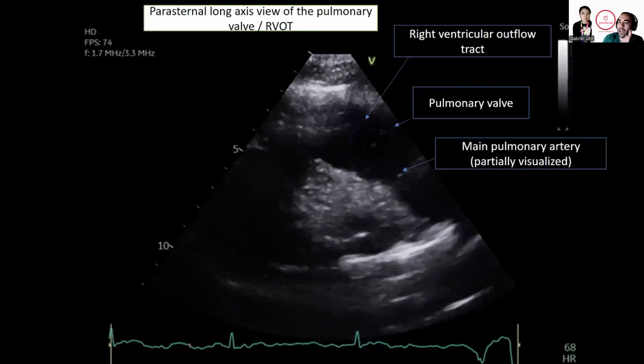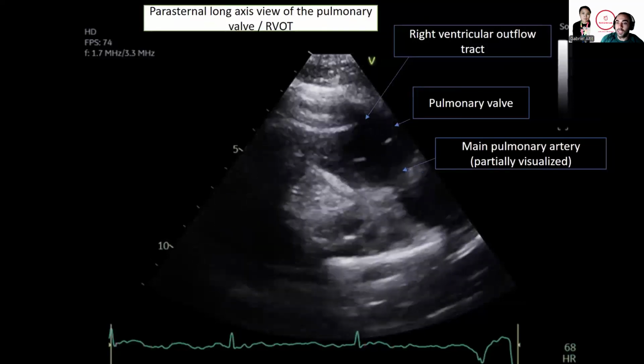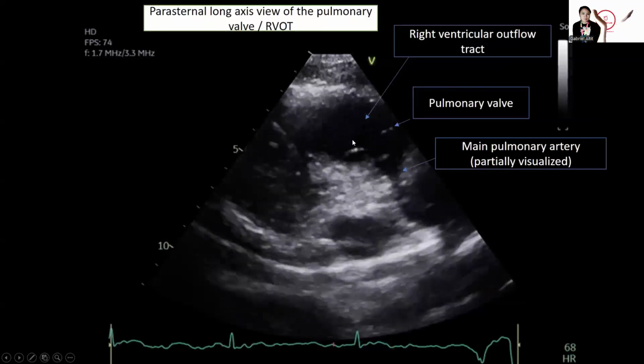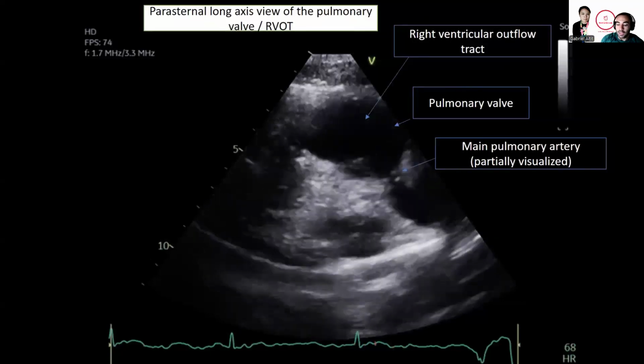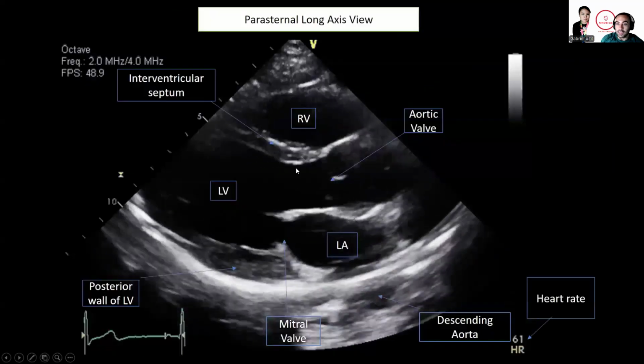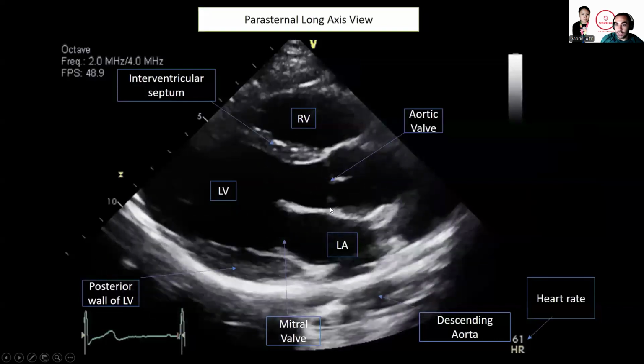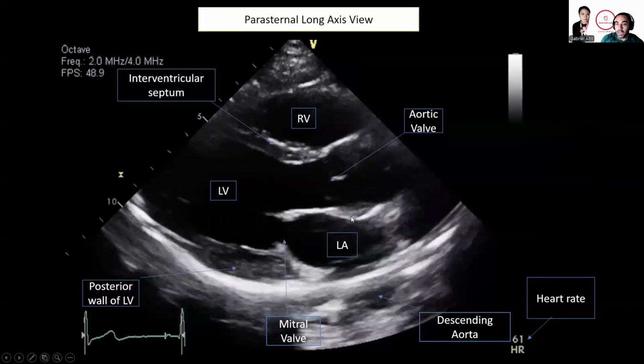And that's why there's no continuity between your pulmonary valve and your tricuspid valve. They're on two different planes and they're not touching each other. That's very different than in this view, where you see that the aortic valve is almost touching the mitral valve annulus. They're in what we call fibrous continuity.